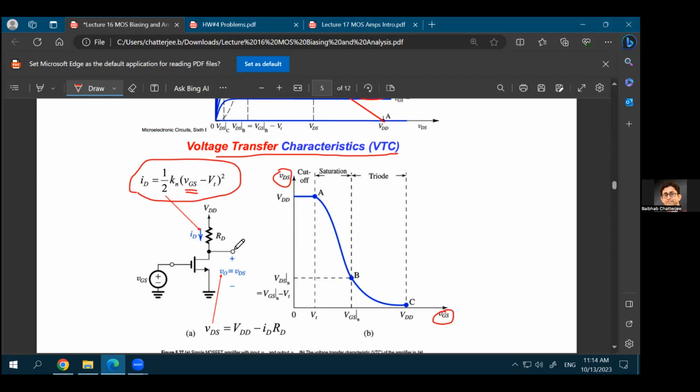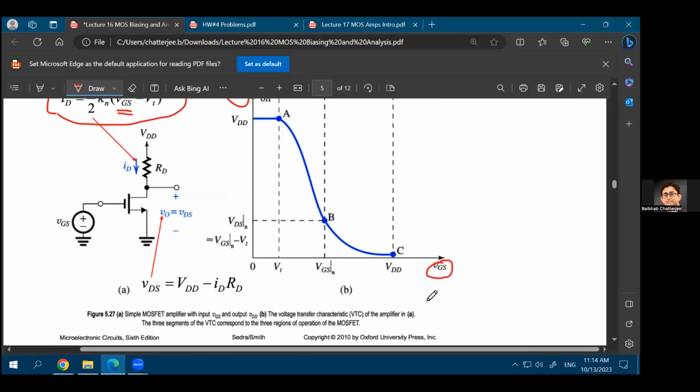Why are you calling it the output voltage? Because the source is grounded, the input is at the gate, so whatever voltage you have at the drain, that's your output voltage, right? And that will be equal to VDS, because the source voltage is equal to 0. So the MOSFET's output voltage in this case is equal to VDS, the input voltage is equal to VGS.